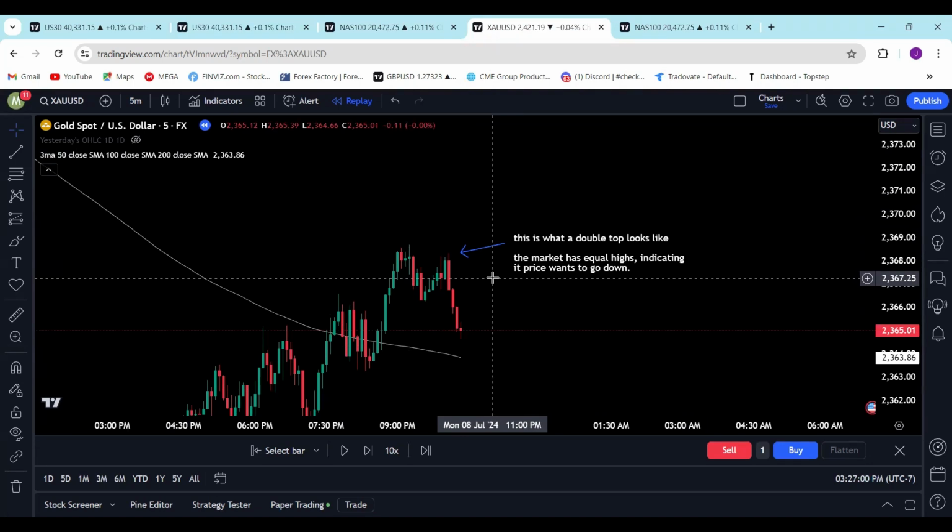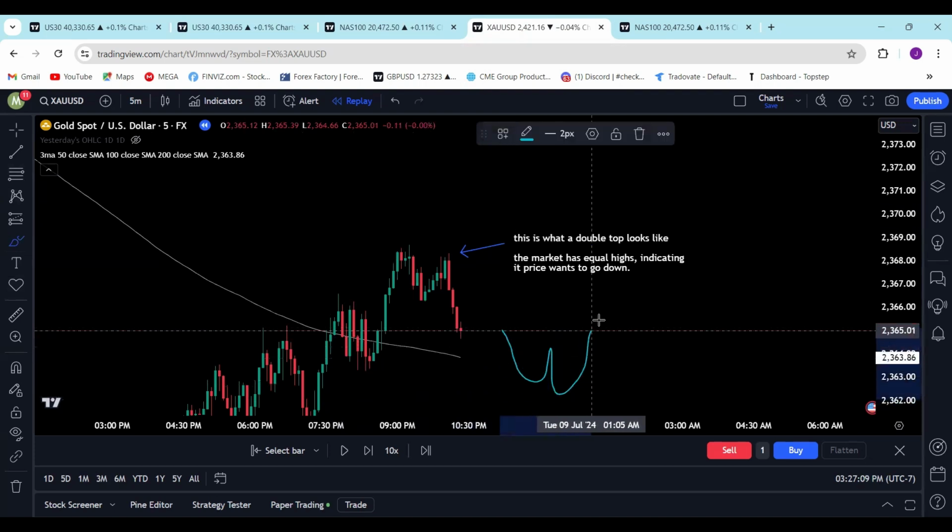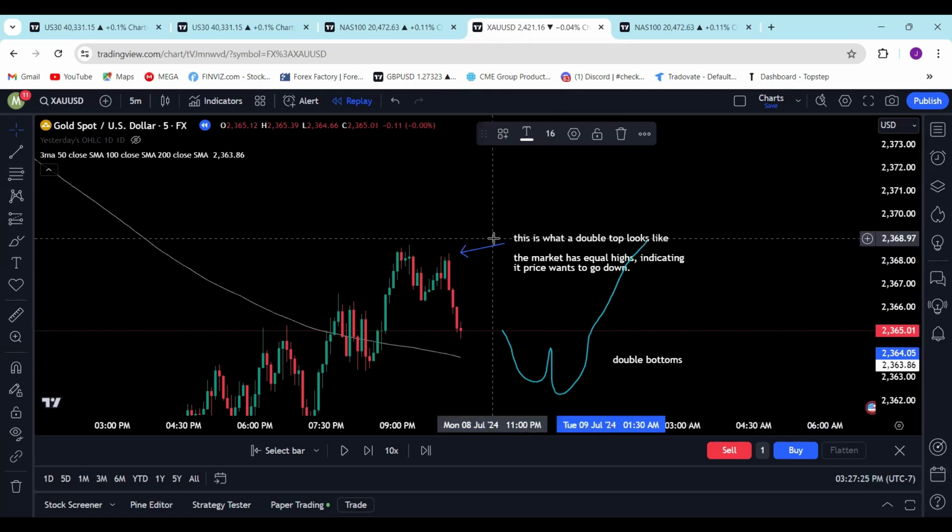Same thing goes for double bottoms. When you see double bottoms in the market, I just explained what double bottoms look like. They look like this, right? Let's write this. When you see double bottoms in the market, I would be very hesitant to get in for sells because it's most likely going to push up. So, yeah, that's that, guys. That's what a double bottom is and a double top is.